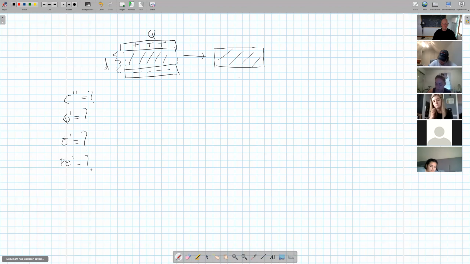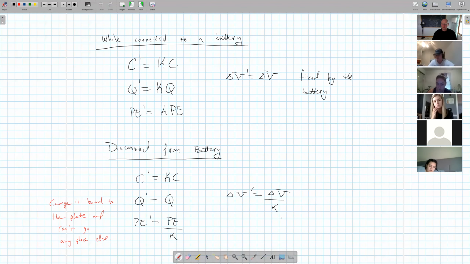Now, let's go back to what we talked about before. What we talked about was when we inserted the dielectric while it was disconnected from the battery, which means that if we pull it out, the opposite of all of these things is going to be true. Which basically means that if I took my insulator and put it inside my plates while the battery is disconnected, we said as the capacitance went up, the charge stayed the same, the energy went down and the potential went down.